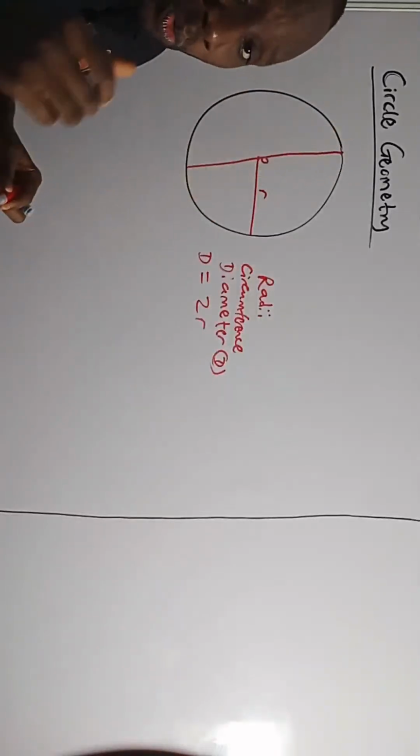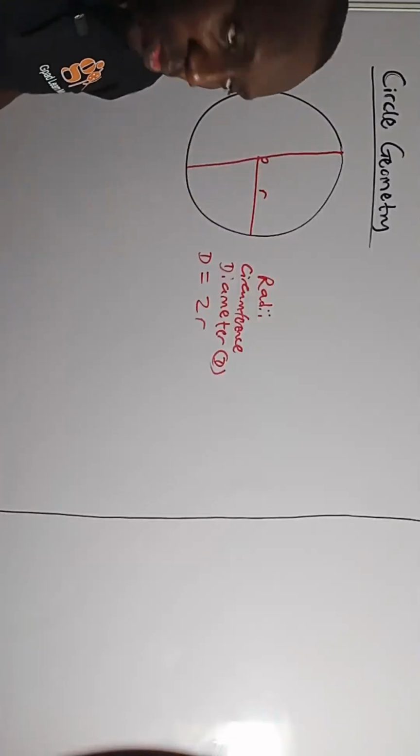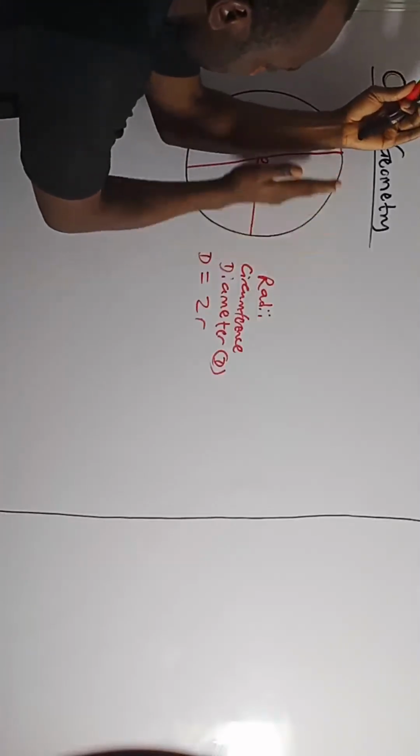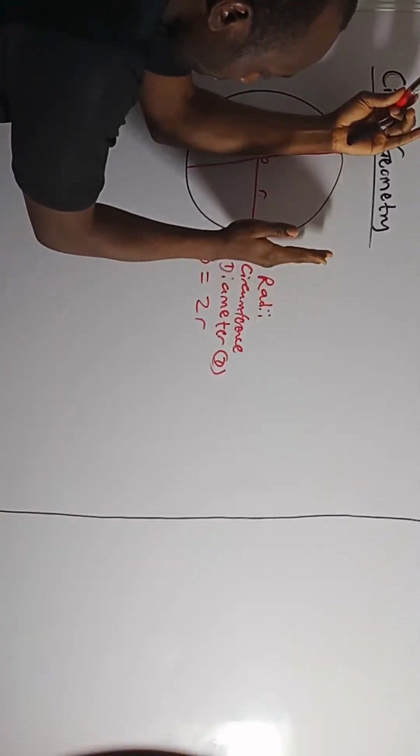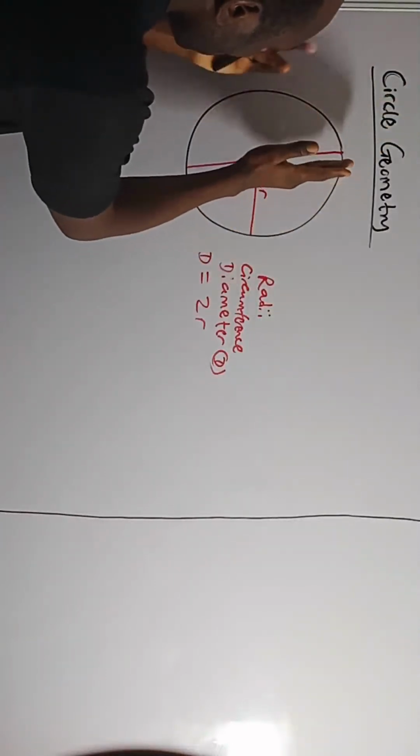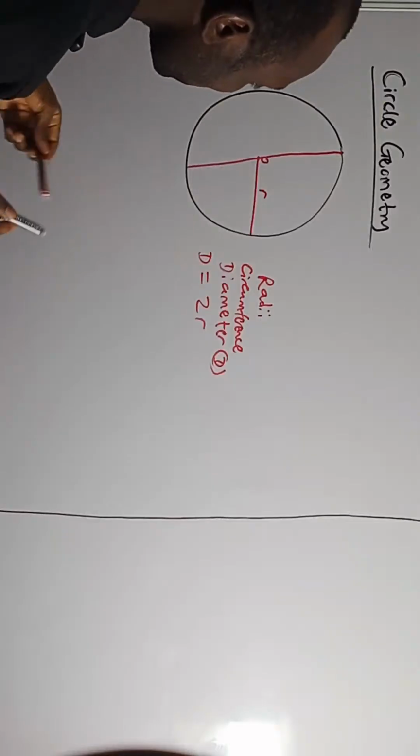It divides the circle into 2 semicircles. So from here, this is a semicircle. This is also a semicircle. That is what a diameter is.